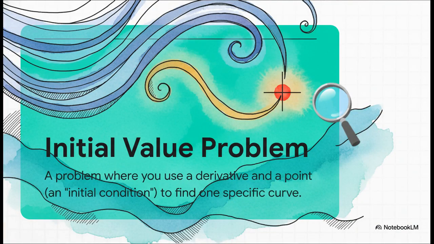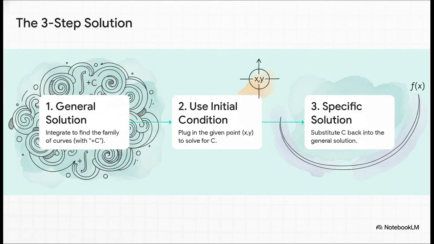This whole setup has a name. It's an initial value problem. You've got the derivative, and you've got one point on the graph, an initial condition. And your mission, should you choose to accept it, is to use that point to sift through that infinite family of functions and pull out the one single correct one. And the good news is, there's a super straightforward 3-step method to solve it.